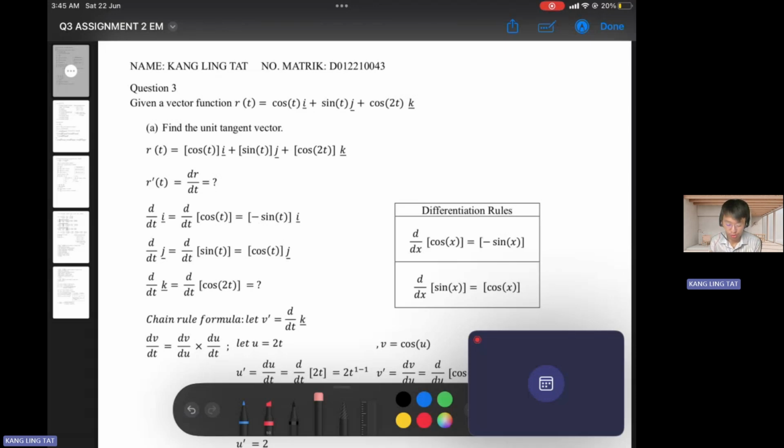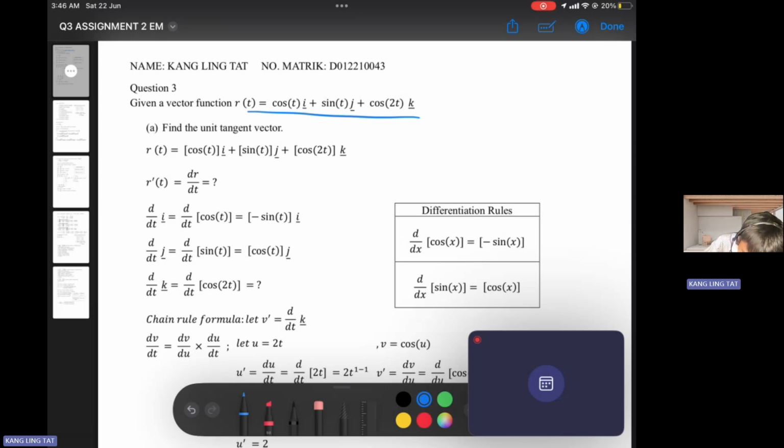Now we are going to move into question 3. Alright, so question 3 states that given a vector function, r in terms of t, is equivalent to cos t times i plus sin t times j plus cos 2t times k. Right, so that is our vector function. Part A: find the unit tangent vector.